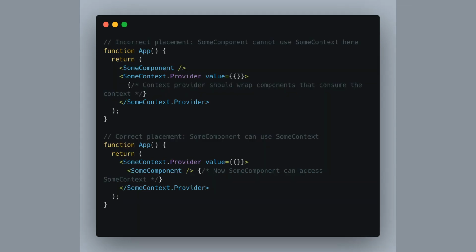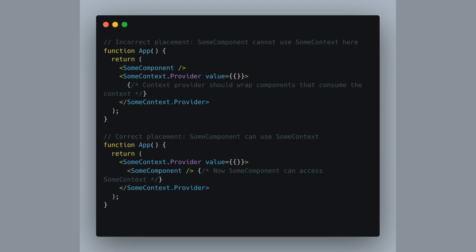So imagine you've invited your friends over for a pizza party at your place, but you forgot to bring the pizza into the apartment. That's kind of like trying to use some context inside some component without wrapping it in some context provider first. Your friends can't enjoy the pizza outside. But if you bring the pizza inside and share it, everyone's happy. Similarly, placing some context provider above some component makes the context available to it, ensuring everyone gets a slice of the action.